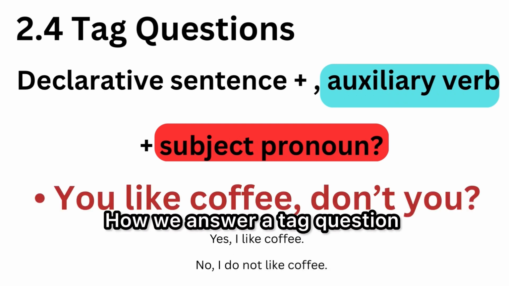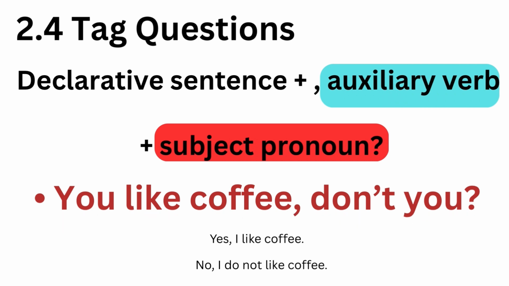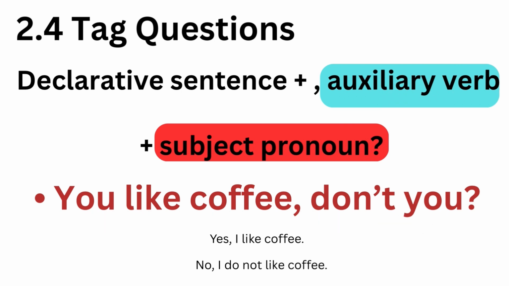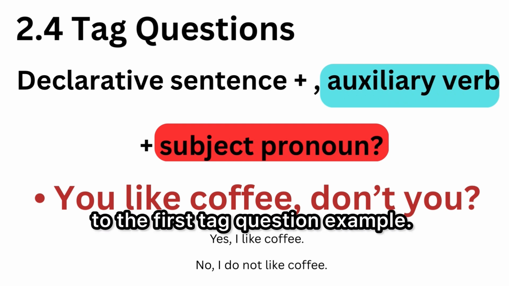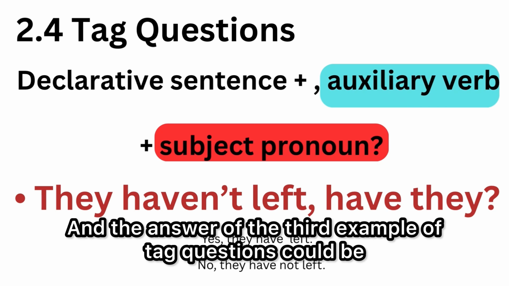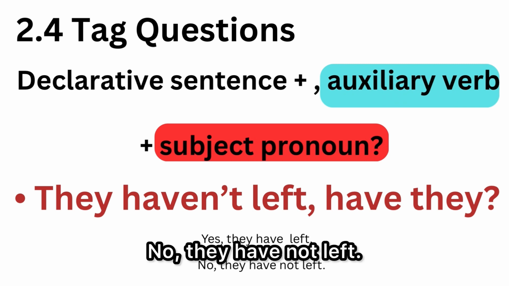How we answer a tag question is similar to how we answer a yes-no question. We answer yes or no, followed by a declarative sentence. For example, we answer, yes, I like coffee, or no, I do not like coffee, to the first tag question example. And the answer to the third example of tag questions could be, yes, they have left, or no, they have not left.